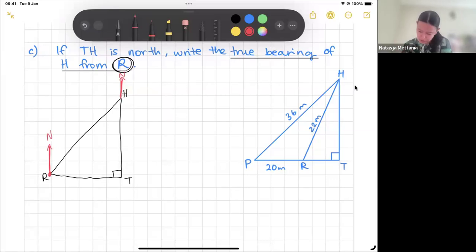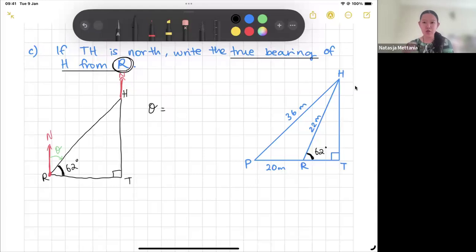I need to find the true bearing from R to H. So starting from R, my true bearing should be this part here. This is what I want to find. I know from the information that I have been given that this angle here is 62. So this angle here is 62. To find theta is super simple.